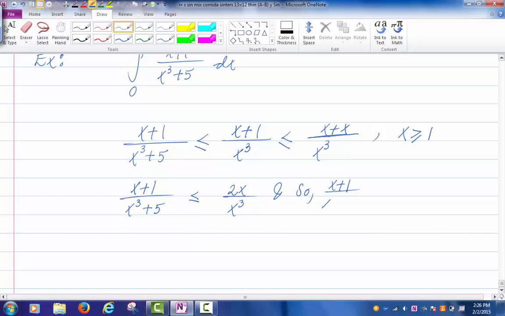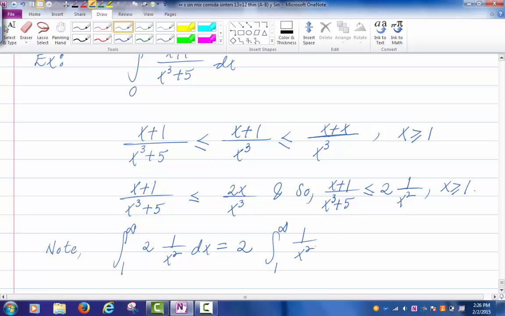And so (x plus 1)/(x cubed plus 5) is less than or equal to 2 times 1 over x squared, and this is for any x larger than 1. Okay? So now, note the integral from 1 up to infinity of 2 times 1 over x squared dx is the same as 2 times the integral from 1 to infinity of 1 over x squared dx, which is convergent, right? This is convergent. So what can I say about (x plus 1)/(x cubed plus 5)?